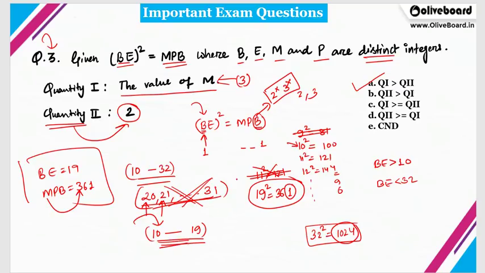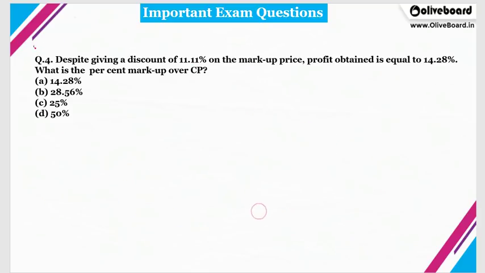Now let's move on to our question number 4. In the fourth question they are saying, despite giving a discount of 11.11% on the mark price, the profit obtained is 14.28%. So what is the percentage markup over CP? They are asking that if we are giving a discount of 11.11%, 11.11% is basically 1 by 9. So if the discount is 11.11%, which is equal to 1 by 9 in fractions.